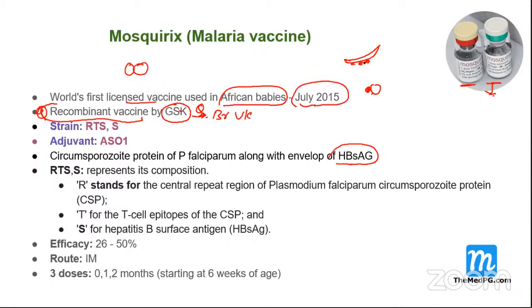So what is this circumsporozoite antigen? It is the antigen of the Plasmodium falciparum. So we have combined the circumsporozoite protein or the antigen of the Plasmodium falciparum with that of the hepatitis B surface antigen. Why did we combine these two, students? What is the need to combine these two? Roshan, Sirisha, Suchet, what might be the possible reason?